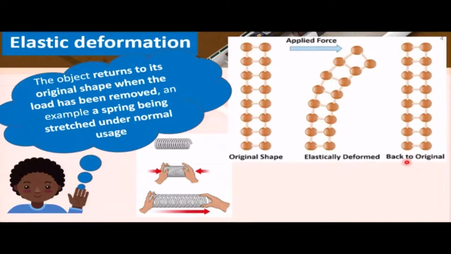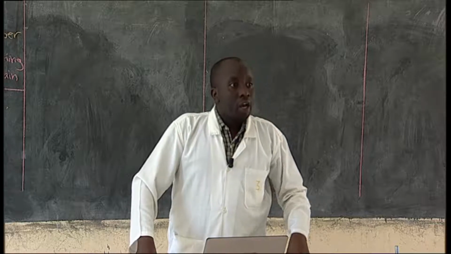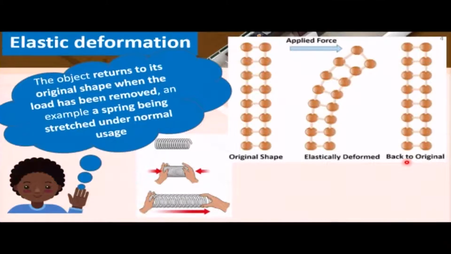My boy there is answering this, and you are also my students, I know. The object returns to its original shape here, when the load has been removed. An example is a spring being stretched under normal usage. You see, it is coming back to the original shape.